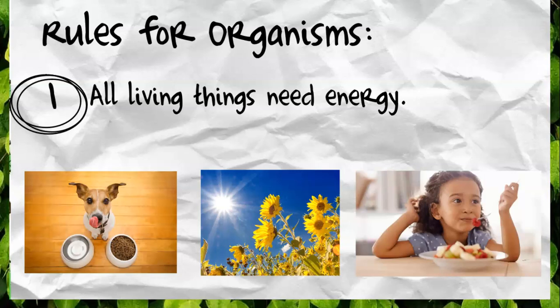Now, there are some rules for organisms. The first rule is that all living things need energy. If you have a dog or a cat or some type of pet, you know that it needs food to live, to survive. Humans need food. We have to eat every day or we won't survive. Also, plants need energy. They actually make their own food. That's why plants are so special. They have something called photosynthesis. That's where they get their energy from the sun to make their own food. But either way, they still need energy.